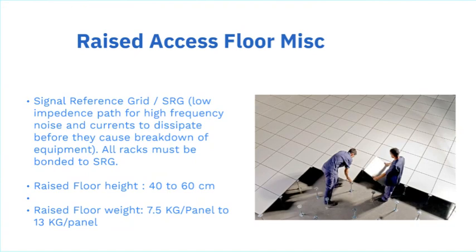Raised access floor miscellaneous, the other things. So under the floor, we used to have a signal reference grid or SRG. It is a low impedance path for high frequency noise and currents to dissipate before they cause breakdown of equipment. So all the racks are bonded to the SRG. Its height used to be 40 to 60 centimeters, and raised access floor weight used to be 7.5 kg per panel up to 13 kg per panel.